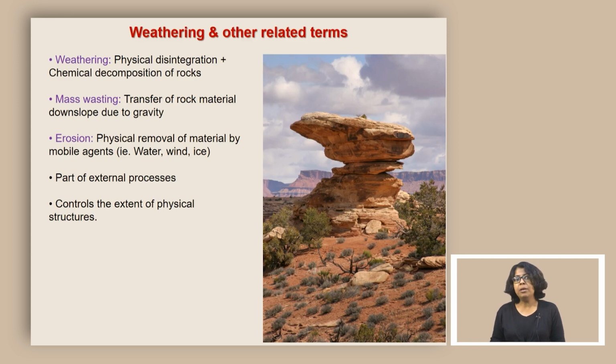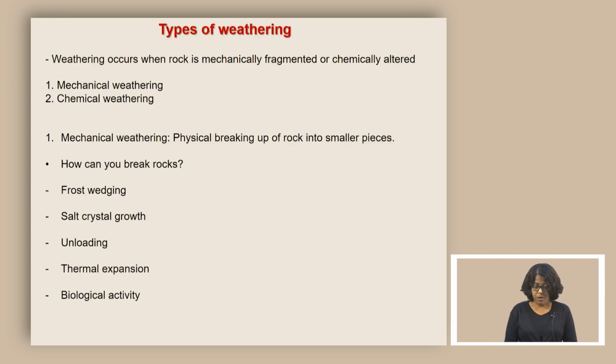But it primarily contributes this weathering, erosion, mass wasting and eventual sedimentation. All of these primarily control the extent of physical structures that we see on the top of the surface. So, as we said, there can be primarily two types of weathering.